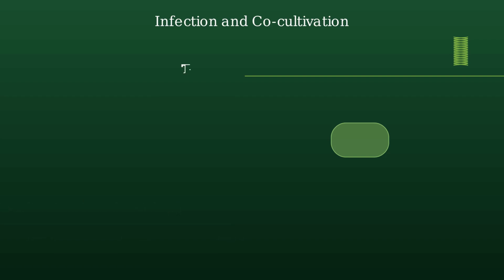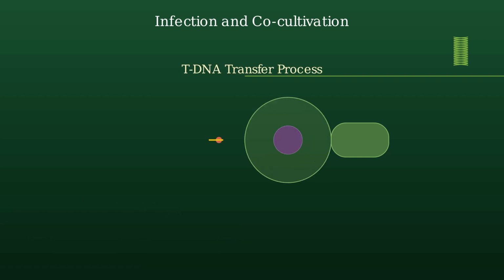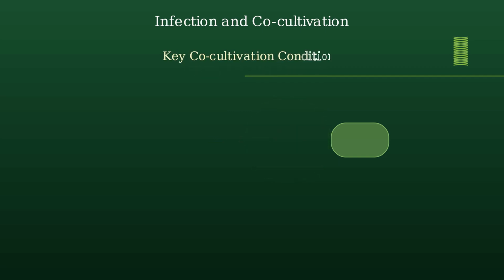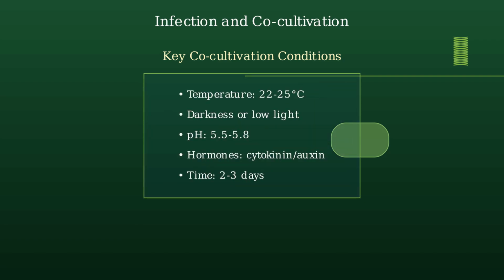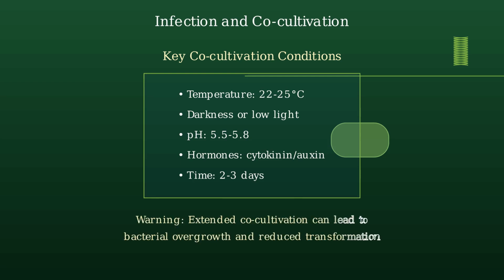At the molecular level, Agrobacterium attaches to the plant cell and creates a channel to transfer its T-DNA. Controlling co-cultivation conditions is crucial for successful transformation. Important factors include temperature, light, pH, and hormone balance. It's essential to balance transformation efficiency with bacterial control. Extended co-cultivation can lead to bacterial overgrowth, reducing transformation success.